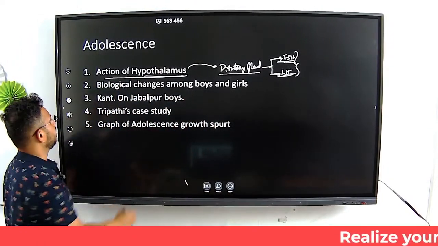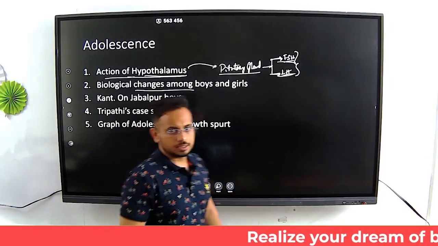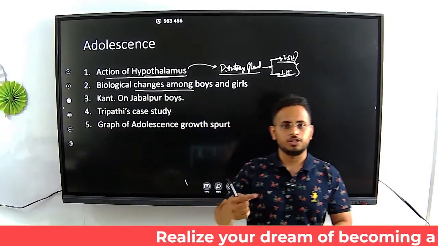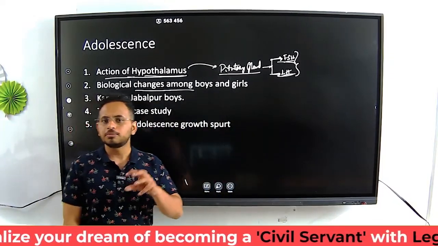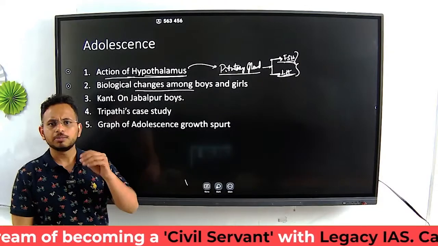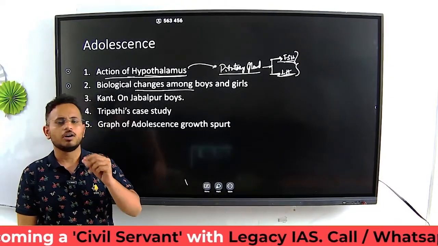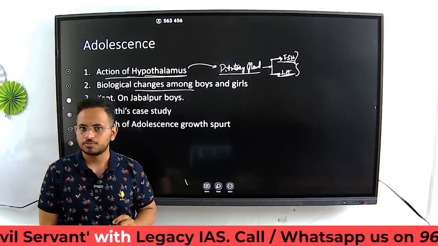What happens later? Biological changes among boys and girls. What are the things that get changed with respect to boys and girls? For example, with boys, we can say that the voice becomes a bass voice. It becomes lower, correct? You will not have a very soft pitch, that won't be there.